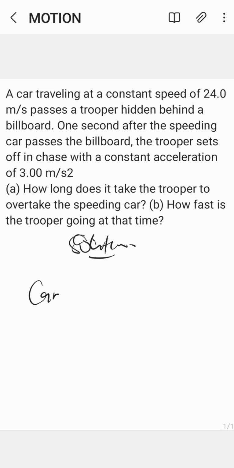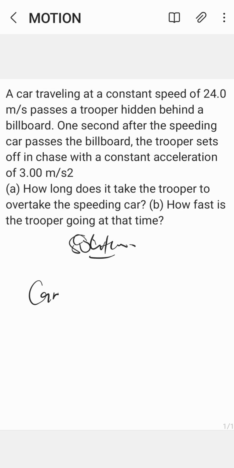A car traveling at a constant speed of 24 meters per second passes a trooper hidden behind a billboard. 1 second after the speeding car passes a billboard, the trooper sets off in chase with a constant acceleration of 3 meters per second squared. How long does it take the trooper to overtake the speeding car?